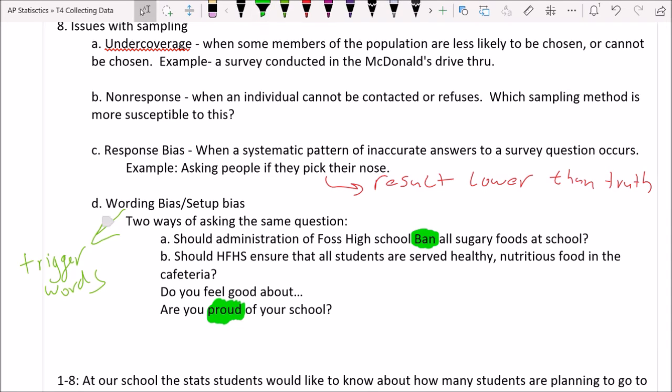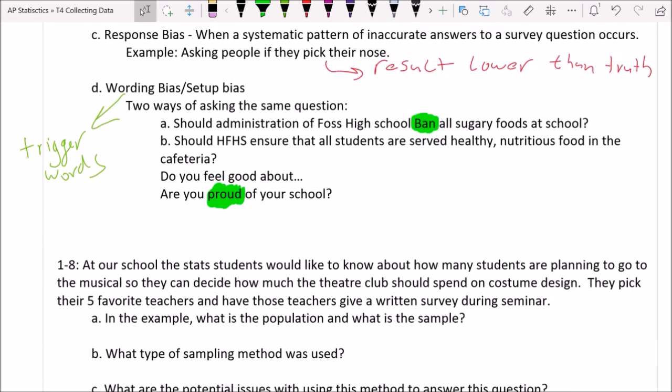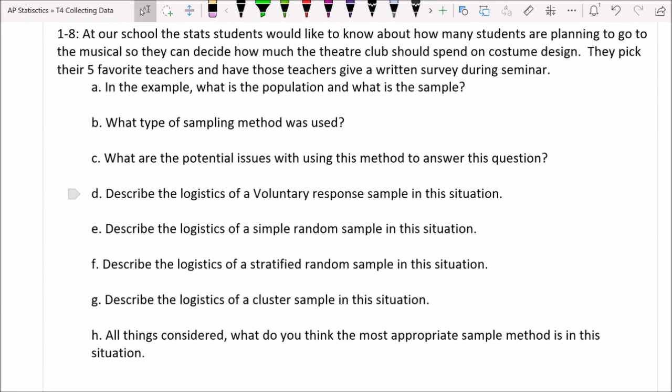Okay, so we want to look out for those words, both in our own design and in the designs of others. To try to stitch all these topics together, we're going to do one big example here at the end. And here it is. At our school, the stats students would like to know about how many students are planning to go to the musical so that they can decide how much the theater club should spend on costume design. They pick their five favorite teachers and they have those teachers give a written survey in their class during seminar time. So, in this example, what is the population and what is the sample?